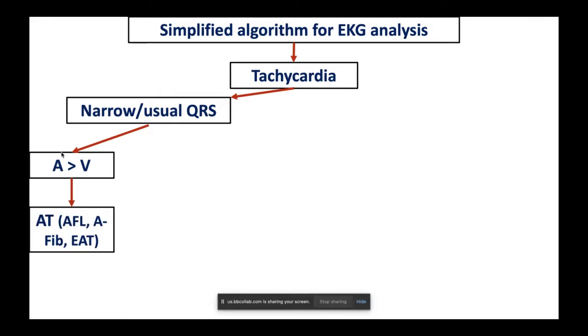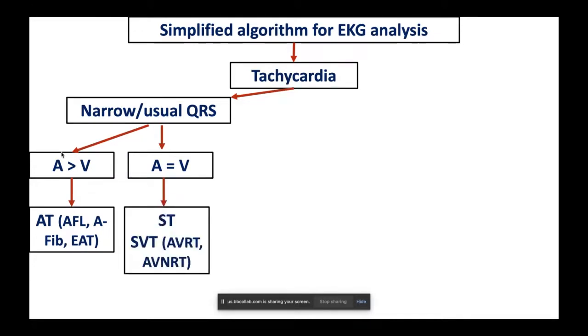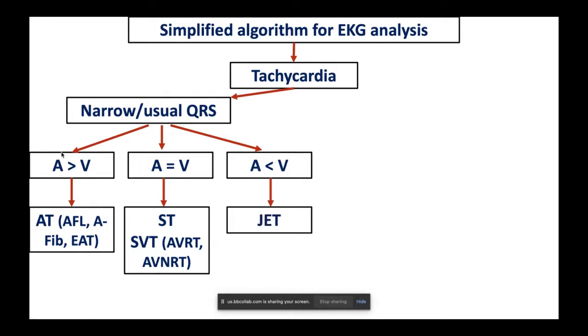So you're probably looking at an atrial tachycardia, whether it's atrial flutter, atrial fib, or an automatic atrial tachycardia. If you have A's that are equal to V's, then you're probably looking at sinus tachycardia or some sort of reentrant mechanism of SVT, whether it's AVRT or AVNRT. And if you have more V's than A's and the patient has a narrow or usual complex QRS, it can be one thing and one thing only, and that's junctional ectopic tachycardia. And we'll look at a few examples in a bit.